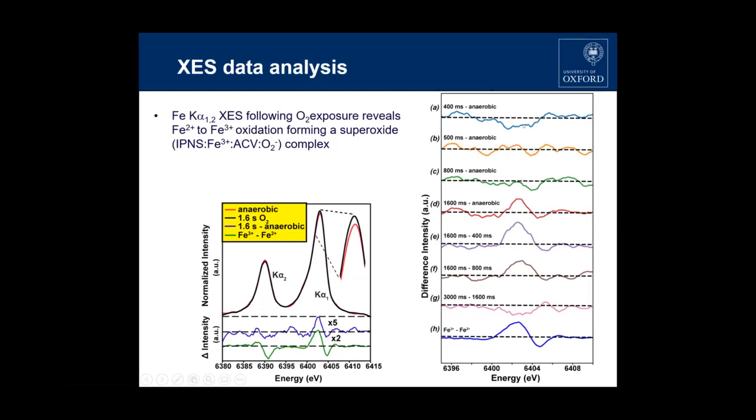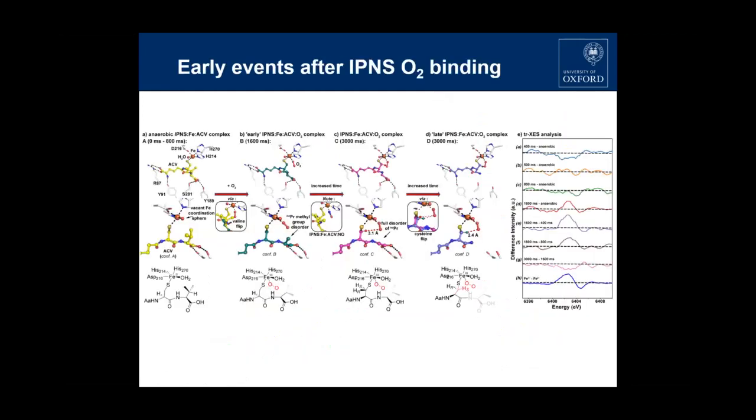In the data sets where we don't see any positive density coming up in the vacant iron site, they're basically identical to the anaerobic data set. In the data sets where we see positive density and where the oxygen or superoxo was modeled, we see positive peaks. And the 3-second data set is identical to the 1.6 second data set. So we kind of have an oxidation from iron 2 to iron 3 due to oxygen binding. To summarize this again, in the ground state structures, we have ACV, oxygen binds.